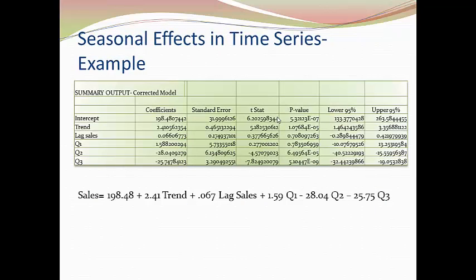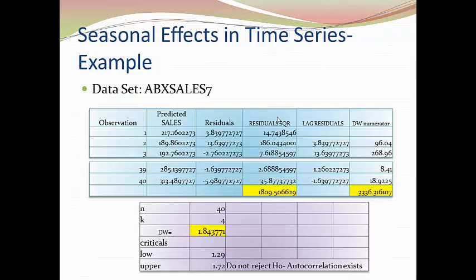Sorry, let me bring that back up for you. Okay, so here I went through, showing the DW test for data on ABX sales. And here our Durbin-Watson statistic is 1.84, the DL is 1.29, and the DU is 1.72.